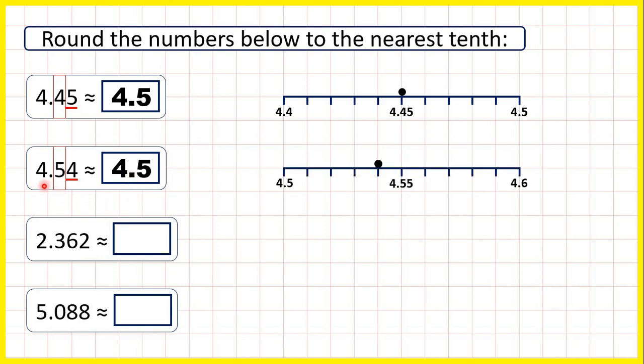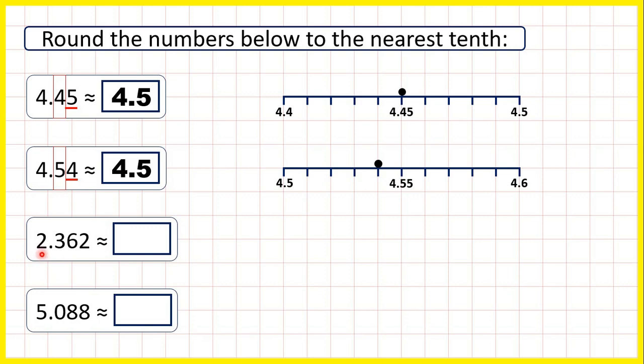So we can show 4.54 on a number line. We can see that it's between the tenths 4.5 and 4.6, but because it's closer to 4.5, we round down. On this number line, each square is 1/100th, and 4.54 is closer to 4.5.